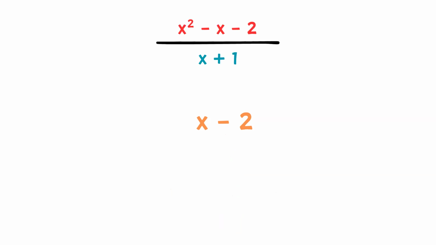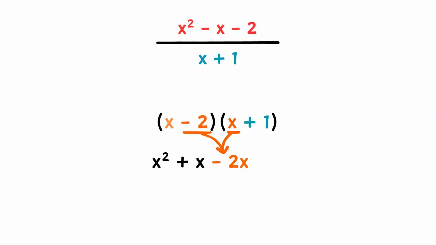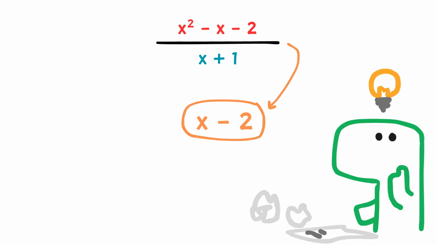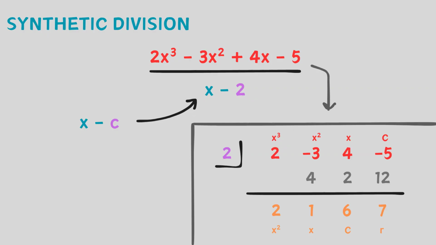Alright, let's check. If we got the right answer, we should get the dividend when we multiply x minus 2 by our divisor, x plus 1. This gives us x squared plus x minus 2x minus 2. Combine the x and -2x, and we see that we indeed have our dividend. So x minus 2 is the right answer. Great work. Synthetic division can save a lot of time when we are dividing polynomials. Just make sure that the divisor is in the correct form, x minus a constant.